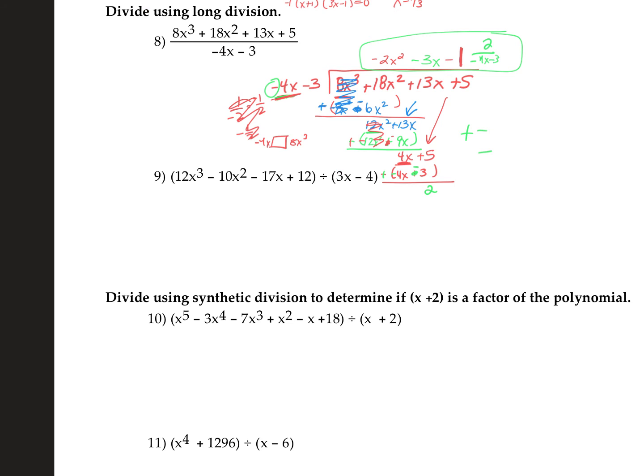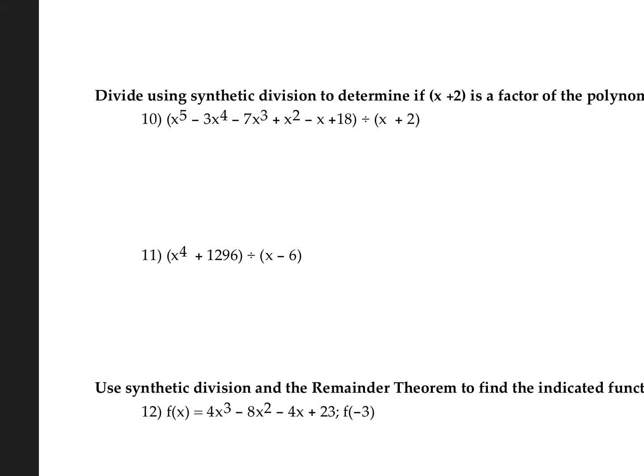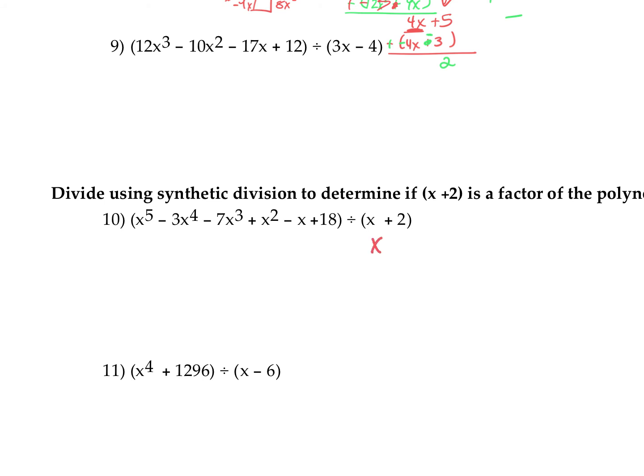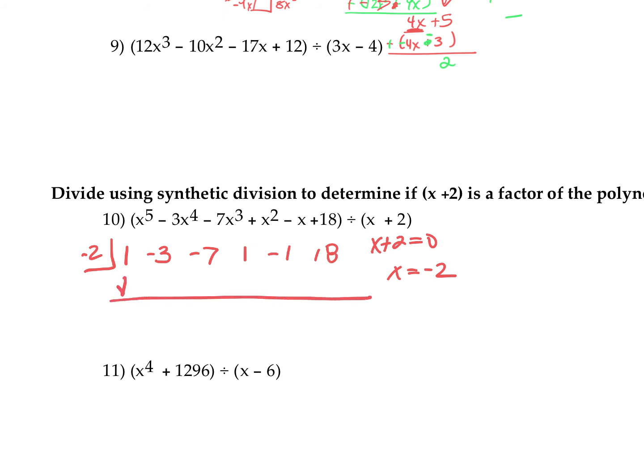All right, let's go down here. How do you tell if something is a factor? Given a polynomial, given a binomial, how do you tell if something is a factor? Okay, the remainder is 0. So I'm going to say x plus 2 equals 0. So I'm going to use what in my synthetic division? Negative 2. So negative 2 goes up here. 1, negative 3, negative 7, 1, negative 1, 18. Make sure there's no gaps. And take your time doing this, guys. Real easy to make a little mistake here.